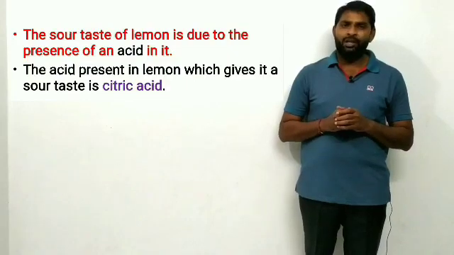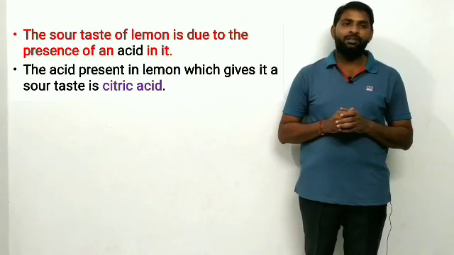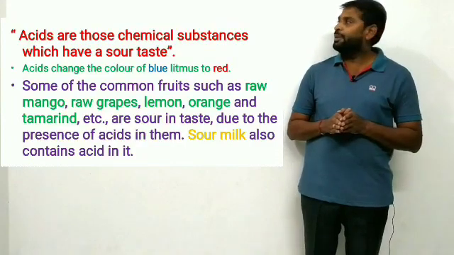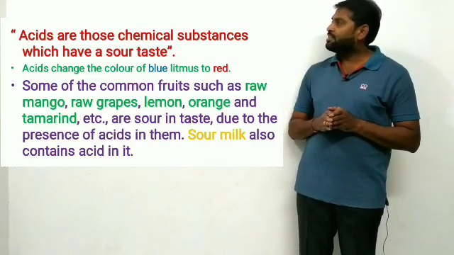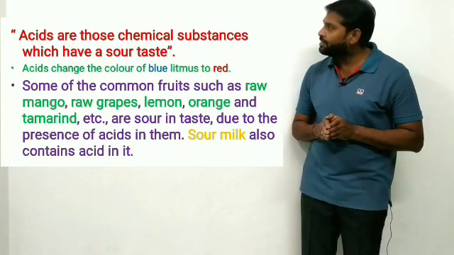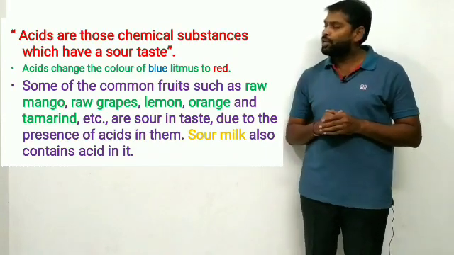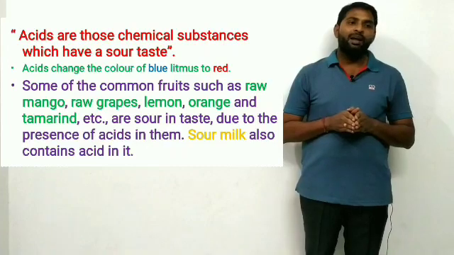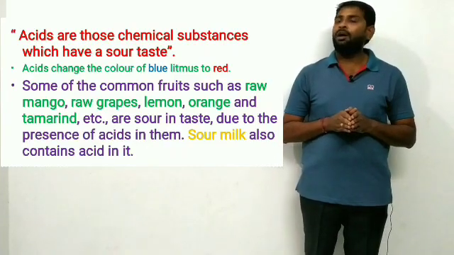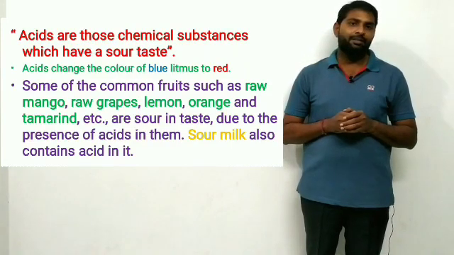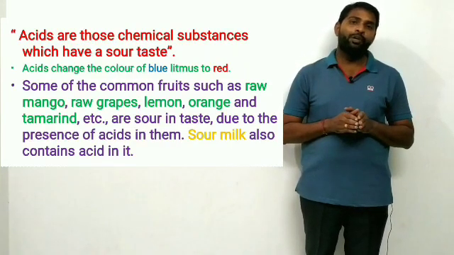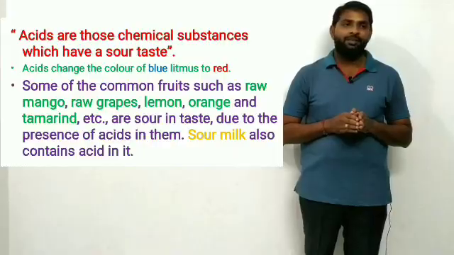So with this we can give a definition of an acid: acids are those chemical substances which have a sour taste. Acids change the color of blue litmus to red.